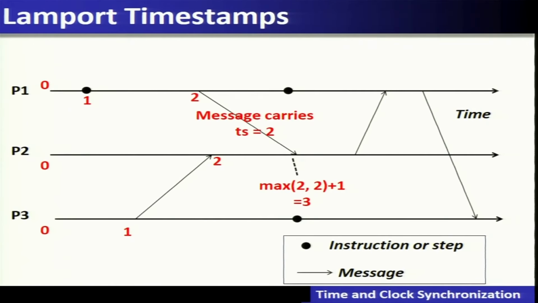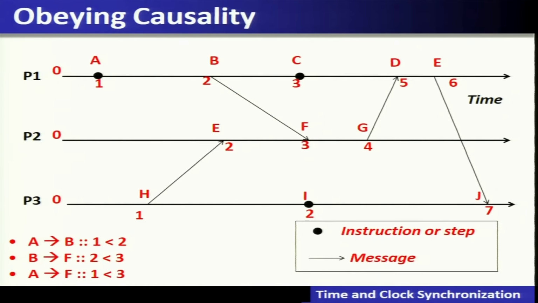You can see another example, where the clock value carried by the send message, that is TS2, is the clock value of P1. When it is received here, the clock value of P1 is 2 and the local clock is also 2. So the maximum of 2 and 2 is 2, plus 1, that is 3. So this clock value will become 3. All the other clock values are calculated in the same way in this case.